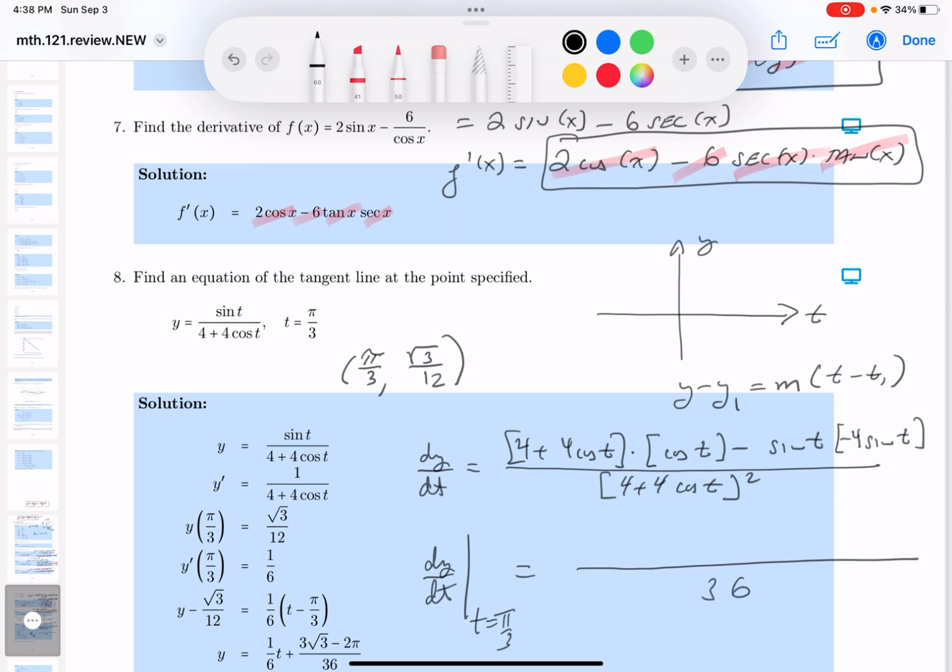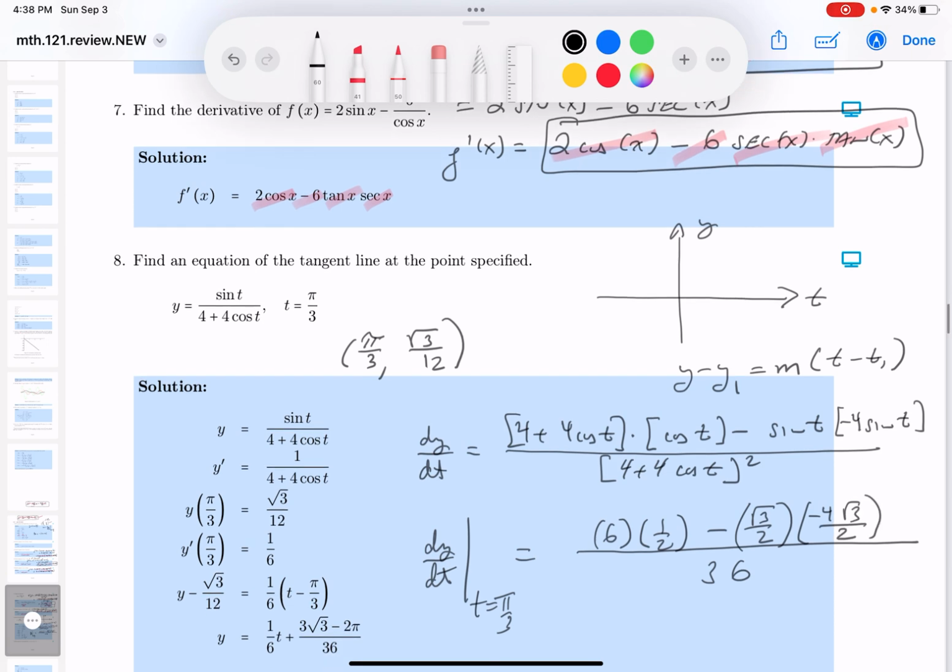Let's go to the top. And very simple numbers at this point. It's 4 plus 2, which is 6. Cosine of t is 1/2. Minus, what's the sine of t? It's root 3 over 2. And then I'm going to multiply it by minus 4 root 3 over 2. All right, doesn't look so bad, but I got to go through the work.